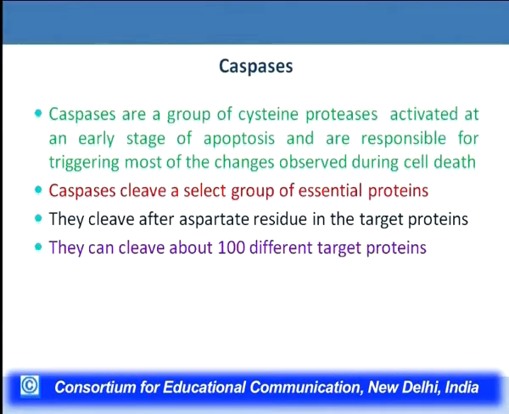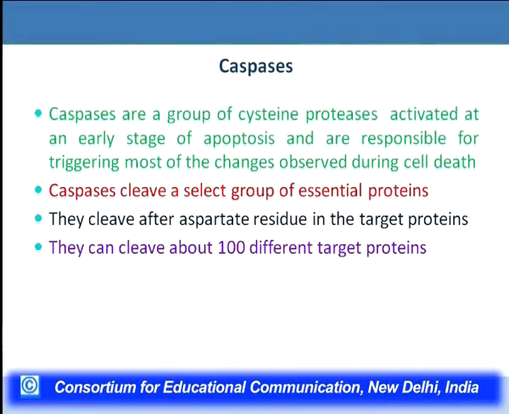Now what are these caspases? These caspases are basically a family of proteins, cysteine proteases. They are termed cysteine proteases because they have a cysteine in their active site, and this is a family of cysteine proteases which is activated at an early stage of apoptosis and is responsible for triggering most of the changes which occur during cell death. Now these caspases are very specific, as all enzymes are, and they cleave a certain select group of proteins.